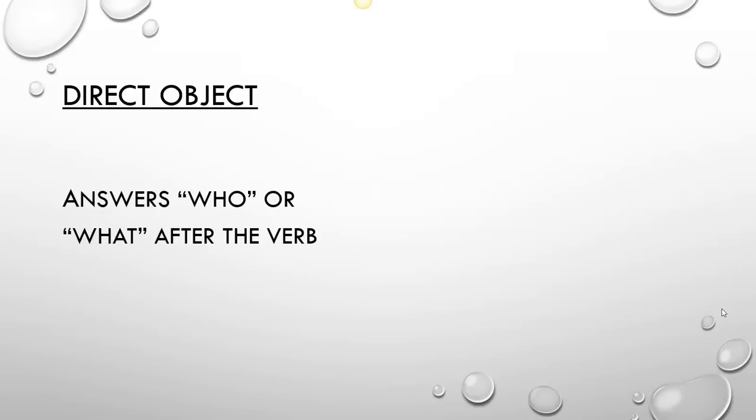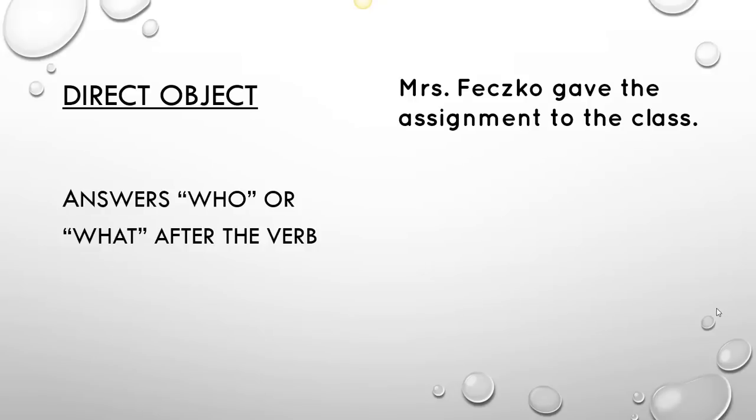So if you remember, direct objects, they answer the question who or what after the verb. So here is your sentence. Copy this one down. Mrs. Fesco gave the assignment to the class. So if we find our verb, we ask ourselves, what afterwards? So in this case, gave what? Assignment.